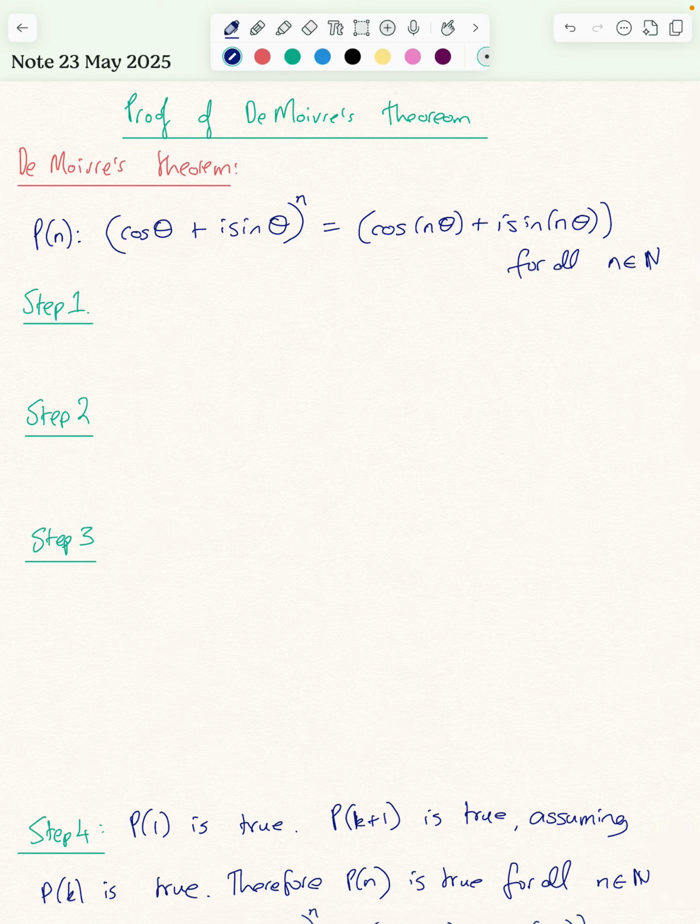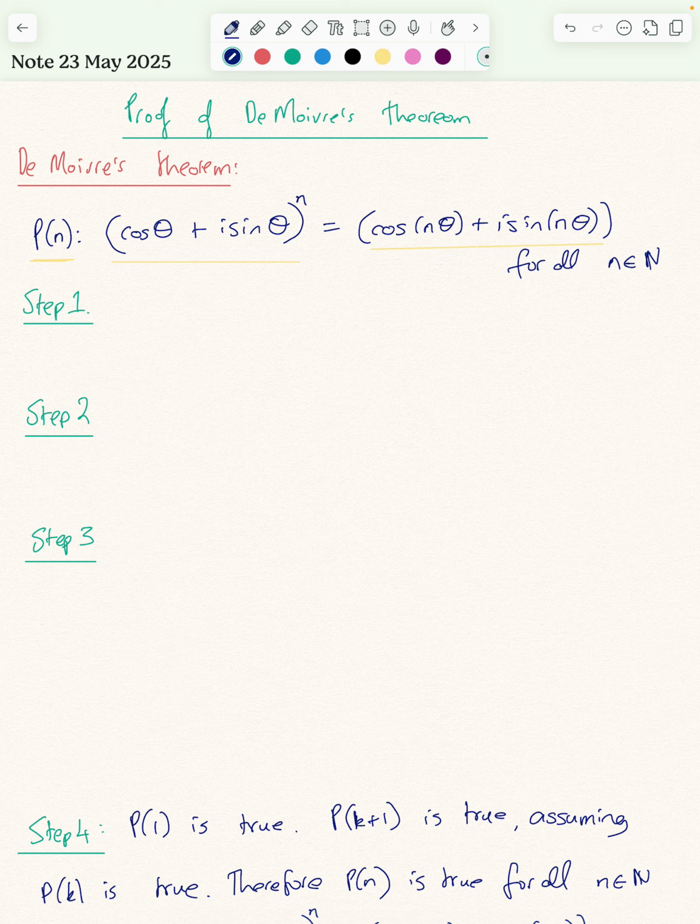Hello everyone, this is the proof of DeMoivre's theorem using induction. So DeMoivre's theorem states that, and I'm going to use Pn to denote the statement, (cos theta + i sin theta)^n = cos(n theta) + i sin(n theta) for all natural numbers.